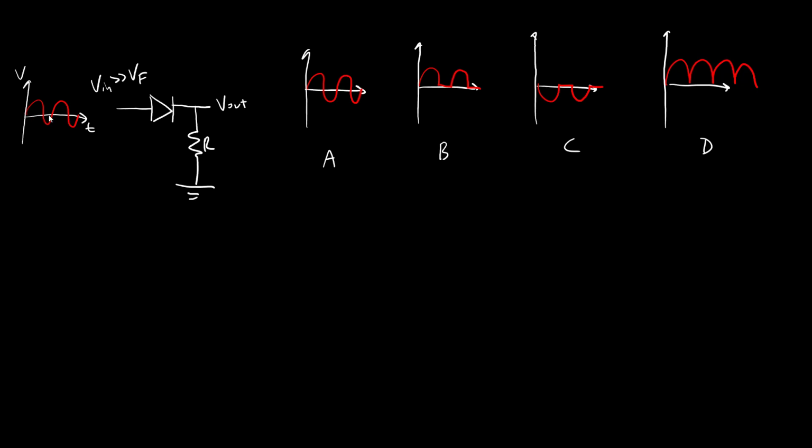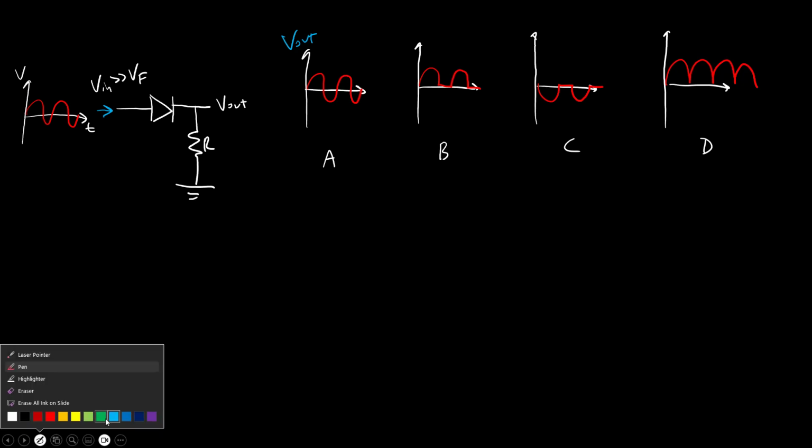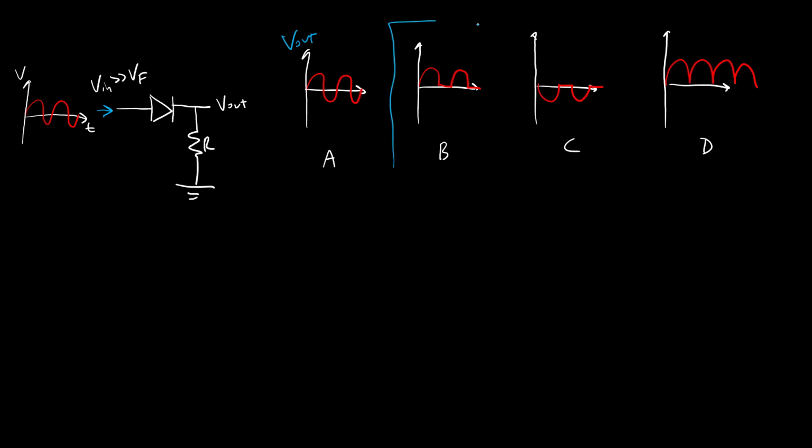Again, I am feeding a sine wave that goes positive and negative into this circuit, and then here I am plotting V out on the y-axis. What does V out look like? Okay, the correct answer to that question is B, and due to the shape of that graph, this circuit is called a half-wave rectifier.